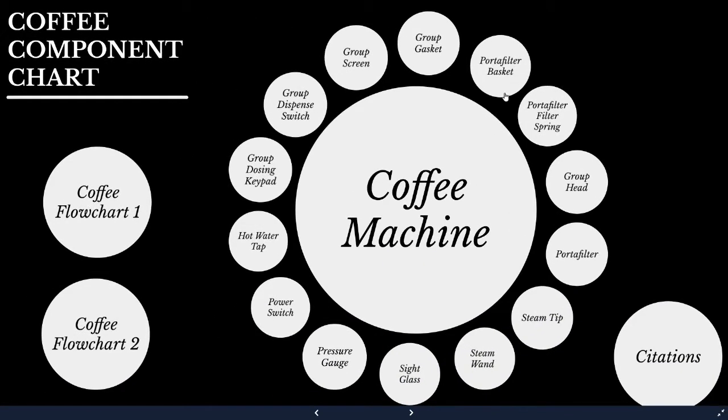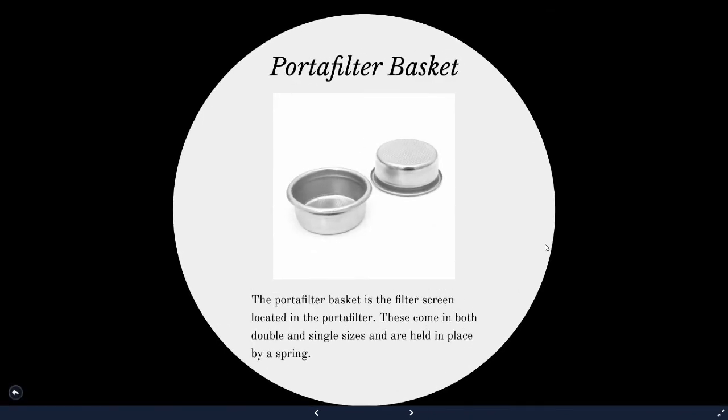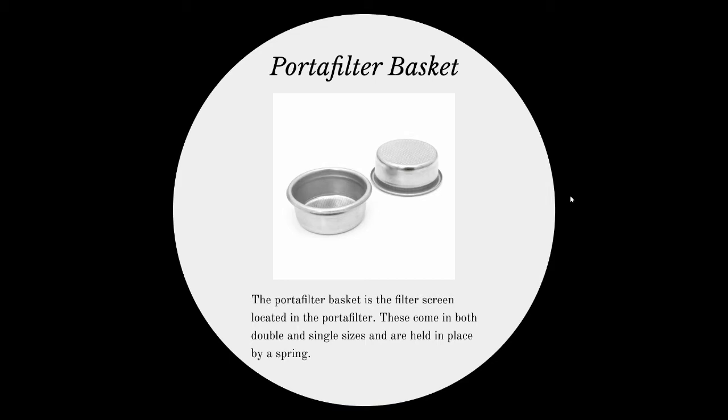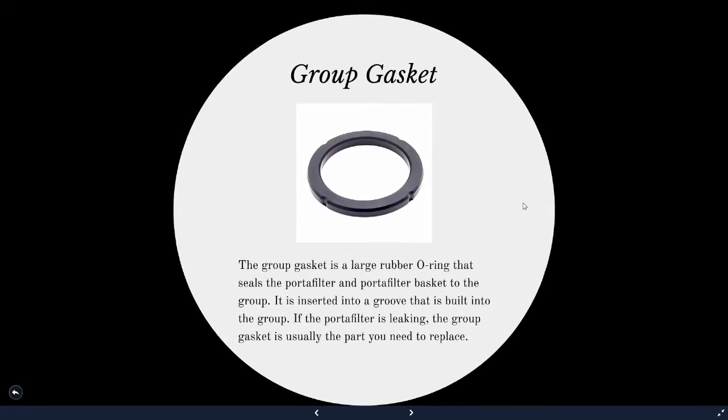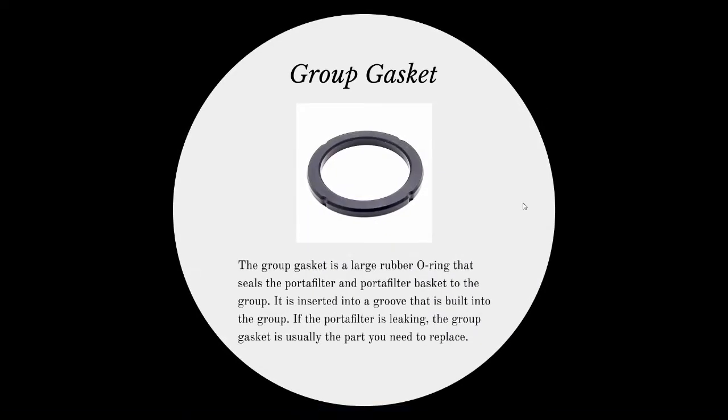So here we have portafilter basket. The portafilter basket is the filter screen located in the portafilter. These come in both double and single sizes and are held in place by a spring. So, group gasket. The group gasket is a large rubber O-ring that seals the portafilter and portafilter basket to the group. It is inserted into a groove that is built into the group. If the portafilter is leaking, the group gasket is usually the part you need to replace.